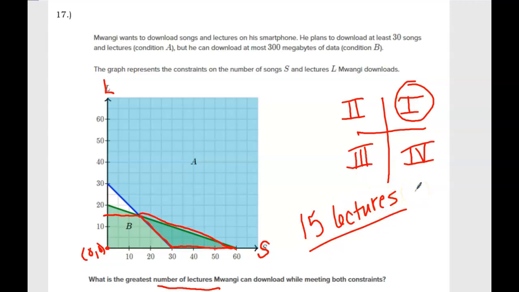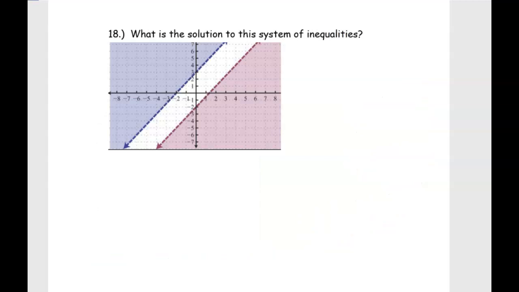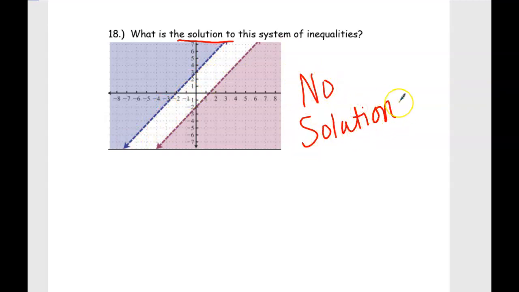Okay, all right, and then finally, looking at this graph, what is the solution? Notice nothing overlaps. Because nothing overlaps, it's no solution. This one should start to get pretty easy.